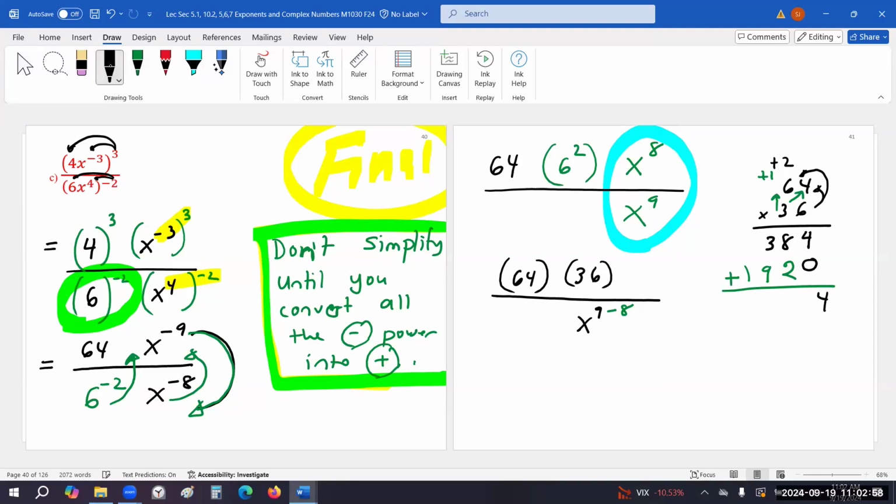4, 0 gives us 4. 8, 2 gives us 10, so we have 1 carried. So 9, 1, 10, 13. So on the top, we have 2, 3, 0, 4. And what do you have on the bottom?